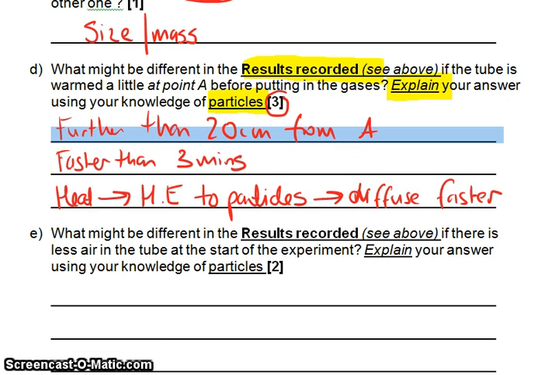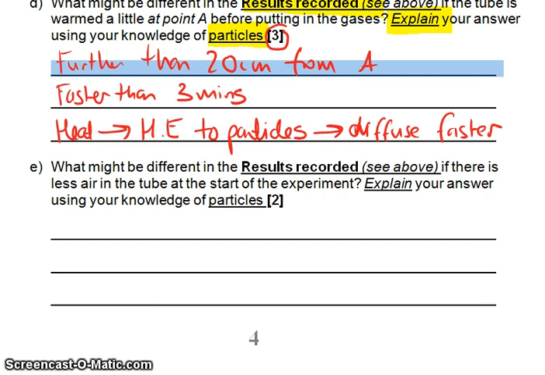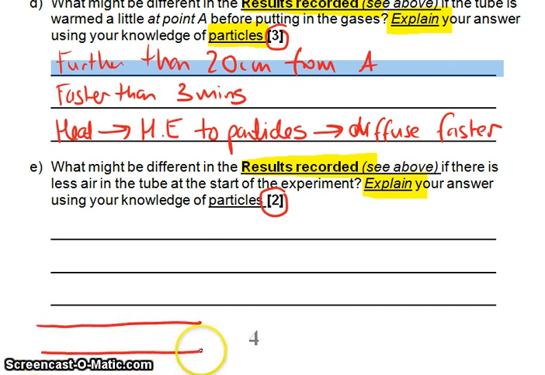Right, part E. What might be different, again, in the results recorded if there is less air in the tube at the start of the experiment? And again, we're asked to explain our answer. This time it's only 2 marks. So the results recorded, if we don't have any air particles, we're just a little picture down here. If you imagine in that tube, when we've got air in there, there's air particles kind of in the way. So as the phosphine and the hydrogen bromide are trying to diffuse, they're having to get round those particles. If you take those particles away, they should be able to diffuse faster because there's nothing in their way.